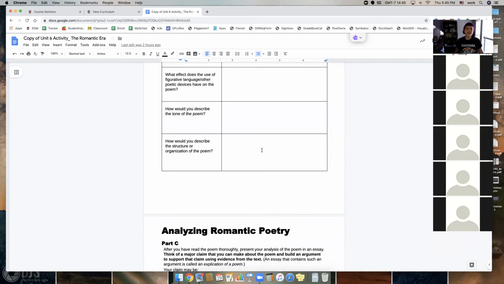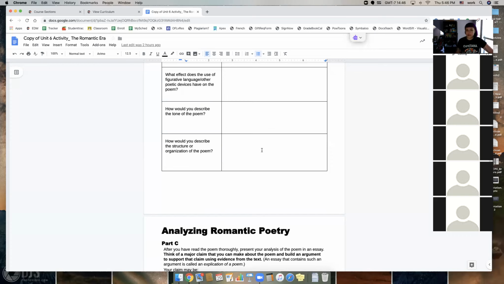And then what effect does the figurative language have on the poem? So usually figurative language is used to make it more interesting, just to add different elements. There's rhetorical devices, there's a whole bunch of stuff. But so what is that? What's the effect on the poem?